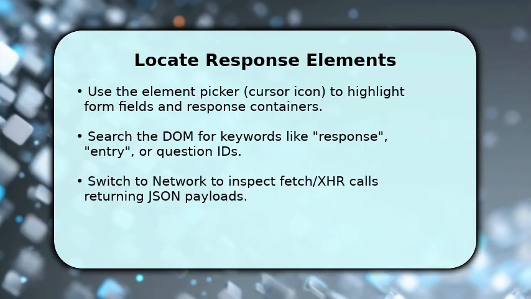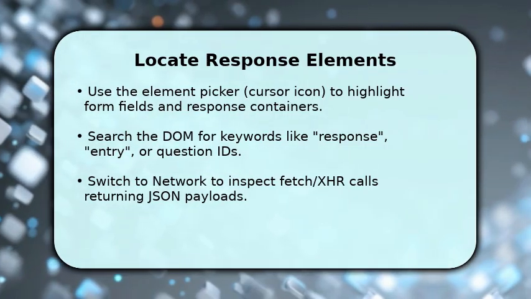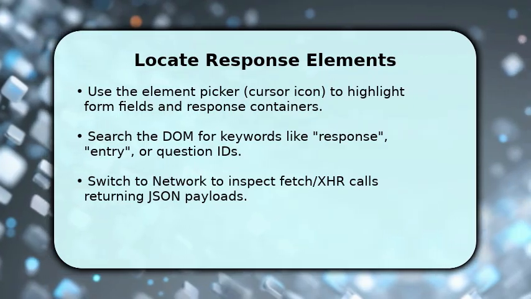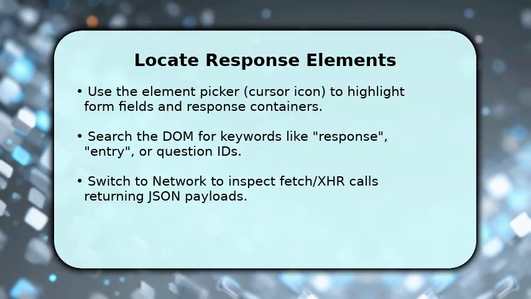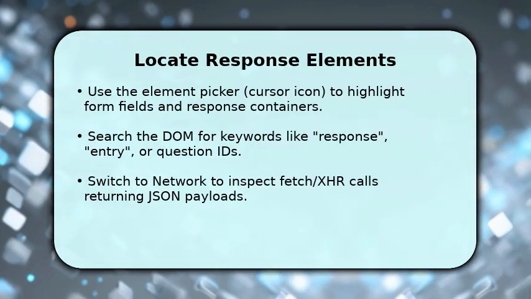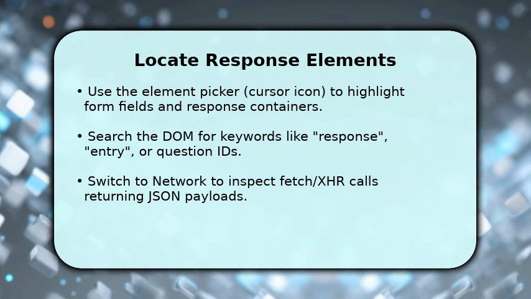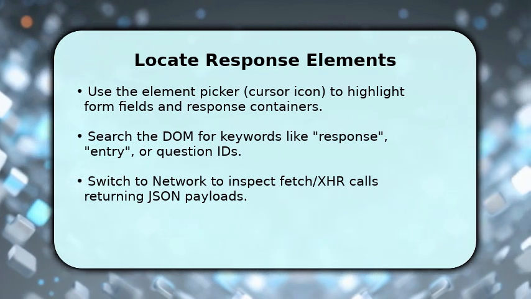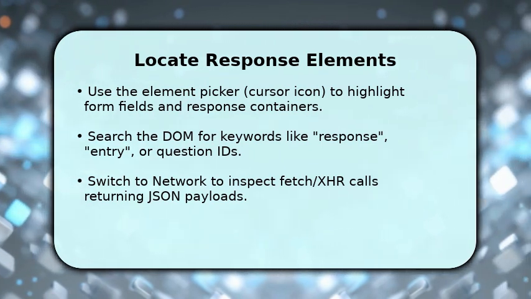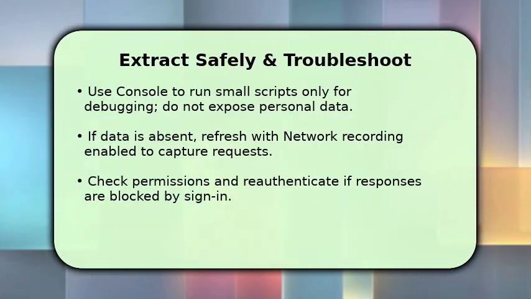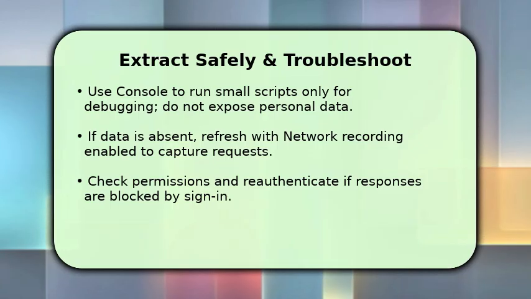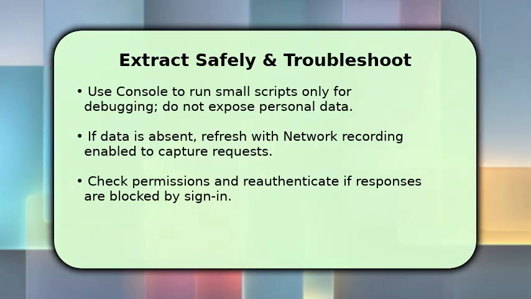find question ID. If responses load dynamically, open the Network tab and filter XHR or fetch requests. Those requests often return JSON with entries. You're mapping how the front end requests and displays data, so once you've found the DOM node or network response, use the console to run tiny, safe scripts that read text content or parse JSON for debugging. Avoid copying or sharing personal responses.